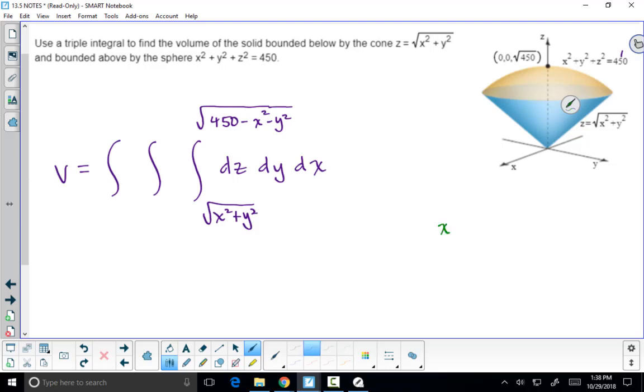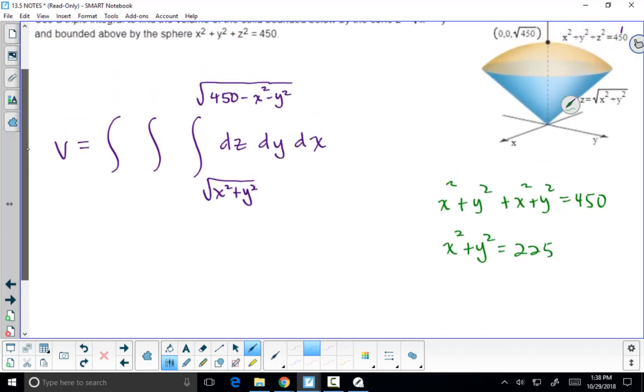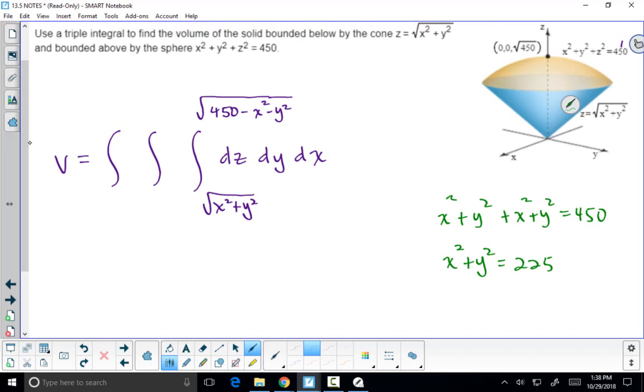So we're going to get x squared plus y squared. If we replace that with z squared, it's just another x squared plus y squared equals 450. Everyone okay with that? Then 2x squared plus 2y squared equals 450, divide out the 2. We get a circle of radius 15 centered at the origin. So y's go from minus the square root up to plus the square root, and then x's go from minus 15 to plus 15.